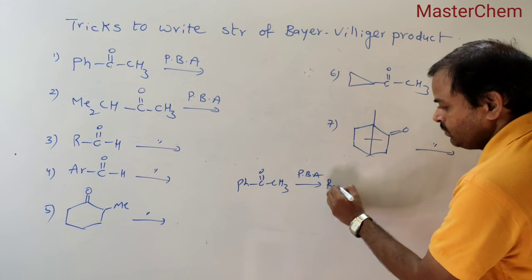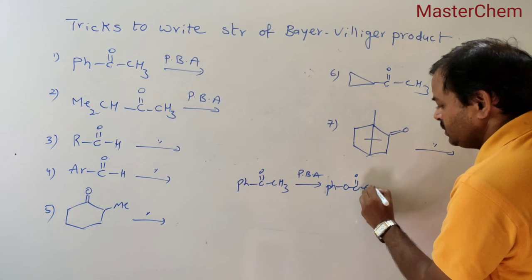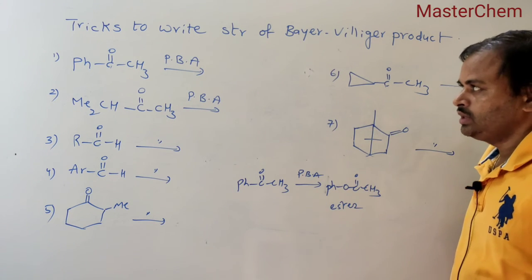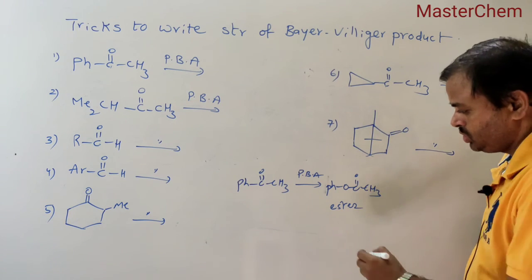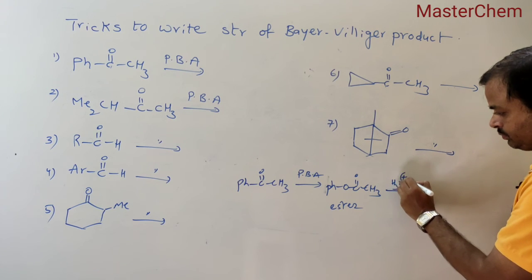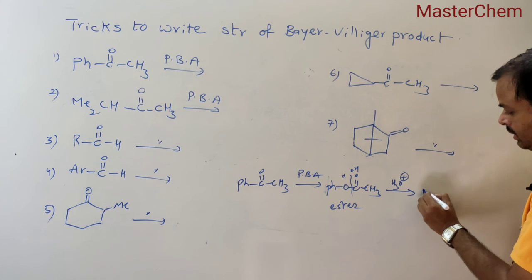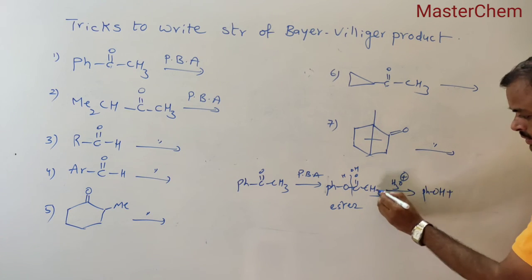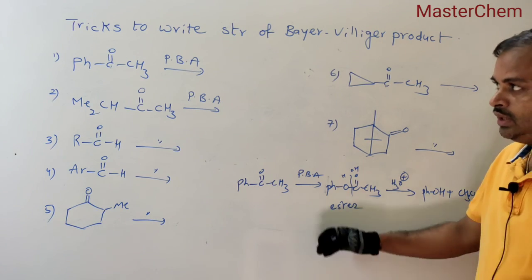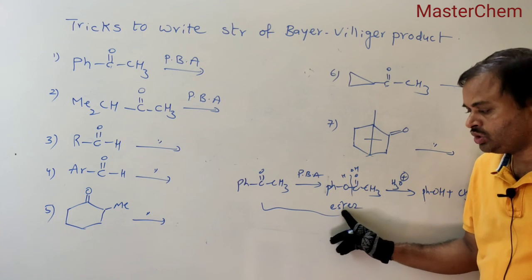What does it give? First it gives PhOCOCH3, an ester. This conversion is known as Baeyer-Villiger oxidation. On further hydrolysis with H2O, it leads to the formation of phenol and CH3COOH, acetic acid. This is the Baeyer-Villiger oxidation conversion.